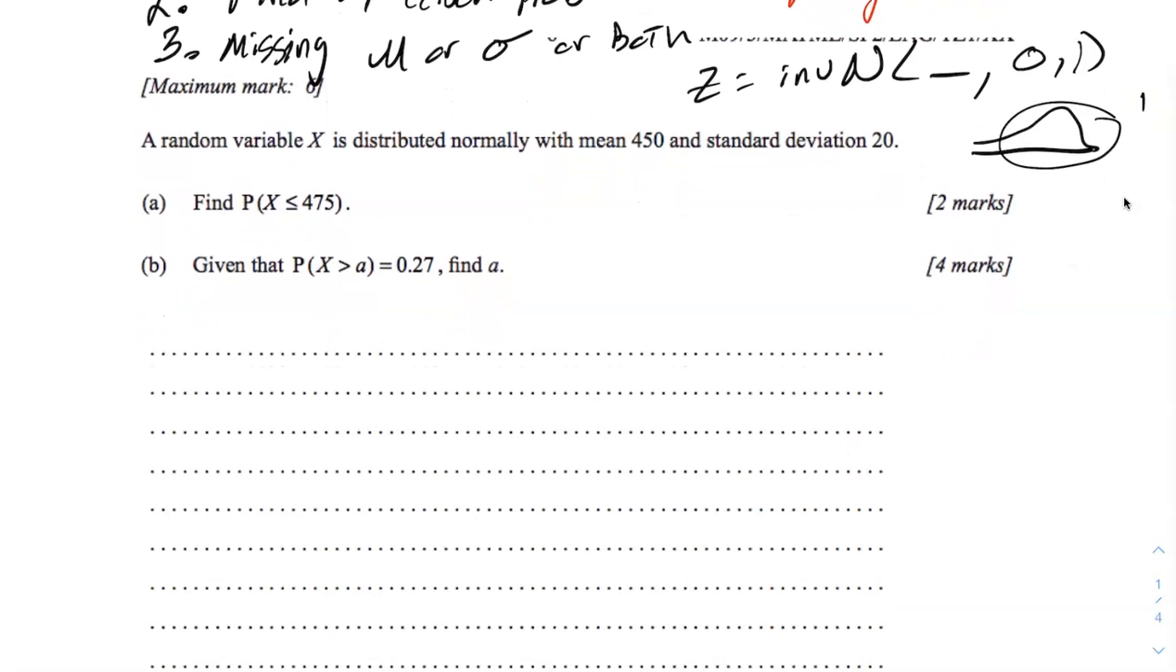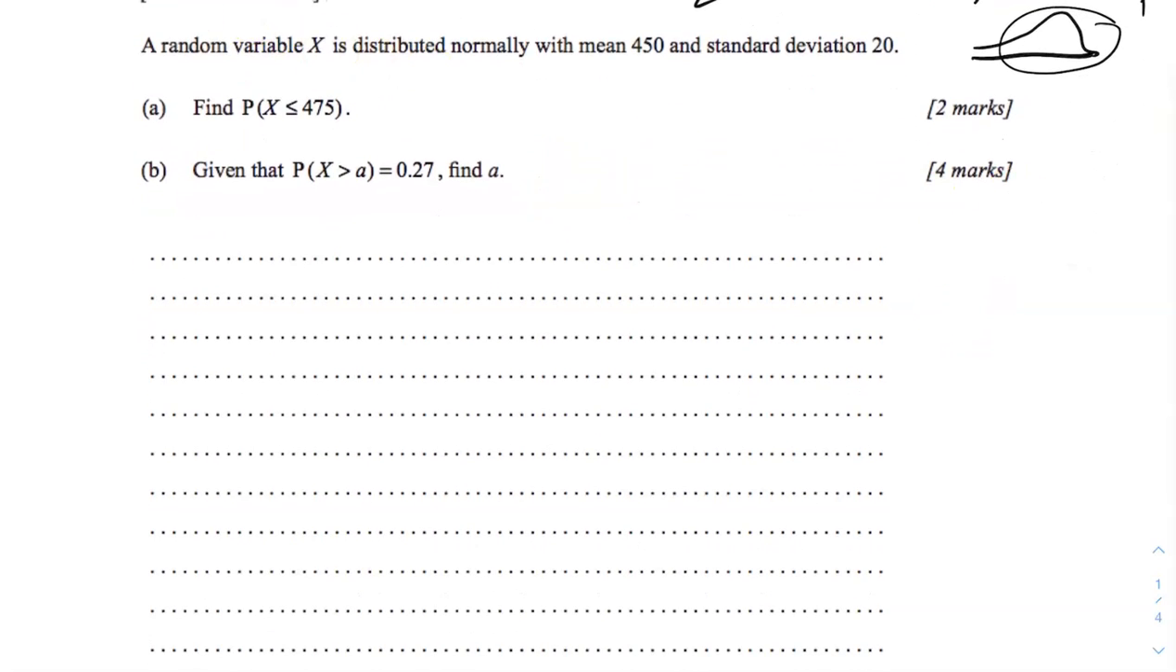So let's do this worksheet. A random variable x is distributed normally with a mean of 450 and a standard deviation of 20. Again, notice how with normal problems, they have to tell you it's normal. So, okay, it's a normal problem. Here's the mean, here's the standard deviation. Okay, we have those things going for us. Find the probability that x is less than 475. So this wants us to find the probability, so it's a normal CDF.